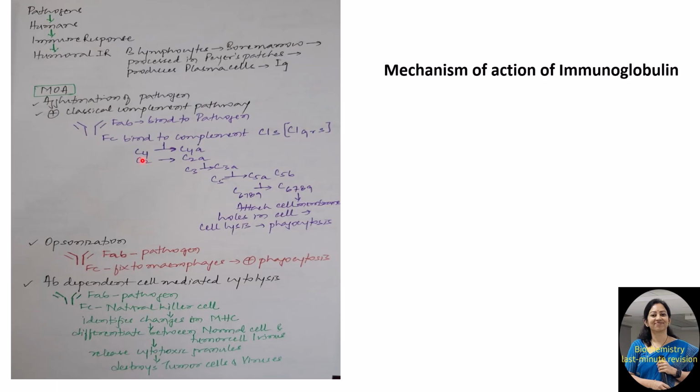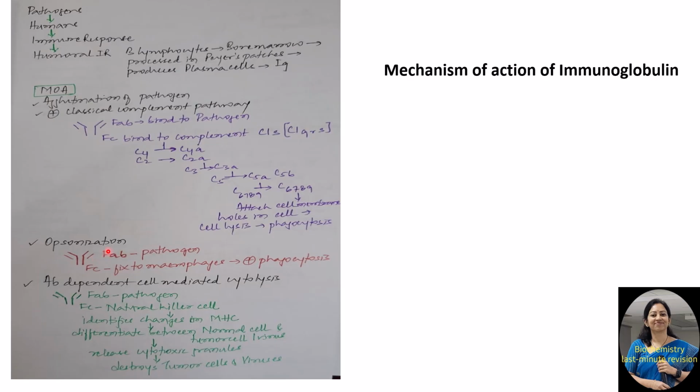For example, C4 gets converted to C4A, and C2 gets converted to C2A. Similarly, there is cascade activation of C3, C5, then C6, C7, C8, C9. All these activated complement components attack the cell membrane of the host cell, and this results in holes in the cell membrane, causes cell lysis, and this is how it will stimulate phagocytosis.